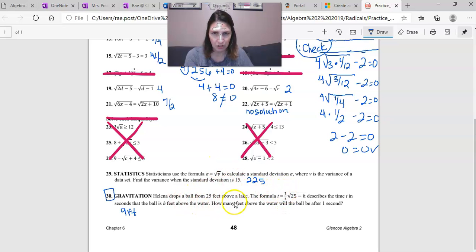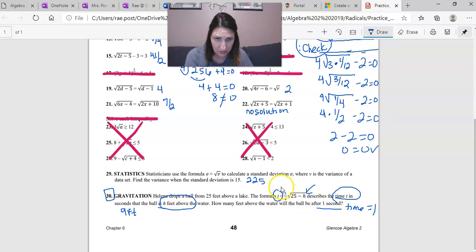So it's telling you she drops a ball from 25 feet above a lake. Here is your formula, and it describes the time t in seconds that the ball is h feet above the water. How many feet above the water will the ball be after 1 second? So we don't know the feet. We have the time. It's equal to 1 second, and the time is over here. So that is equal to 1. So you just plug in what they give you, and you solve for the variable that you don't have. That's basically any of these word problems.